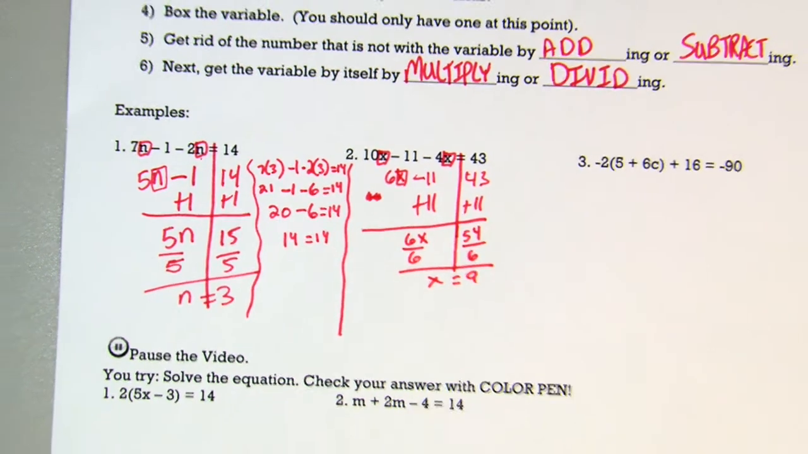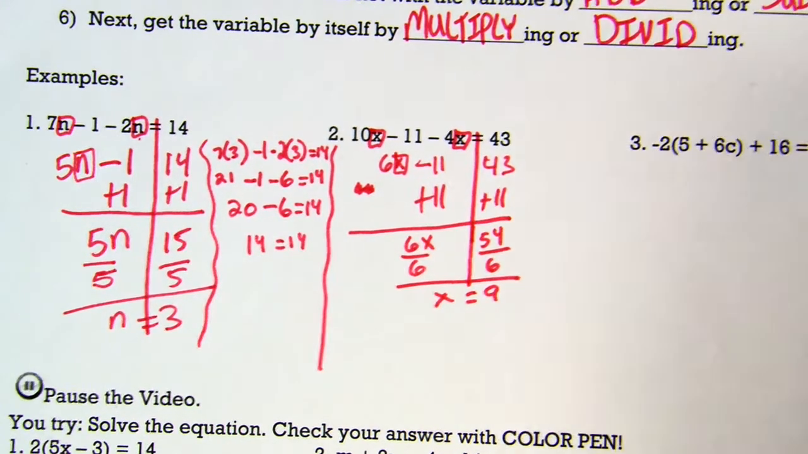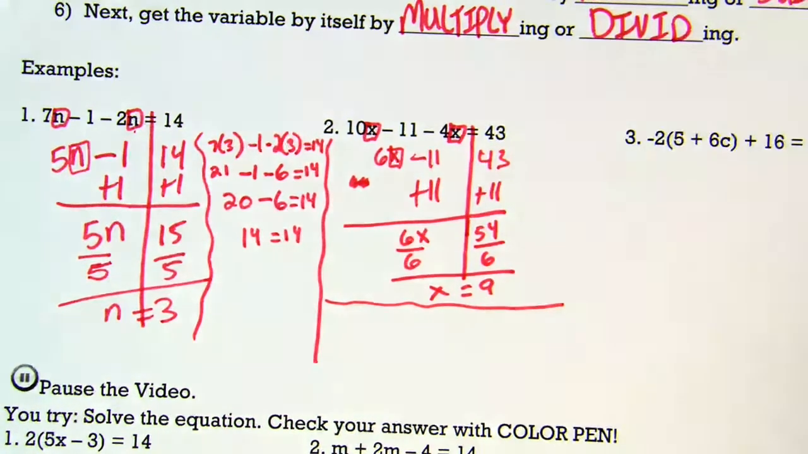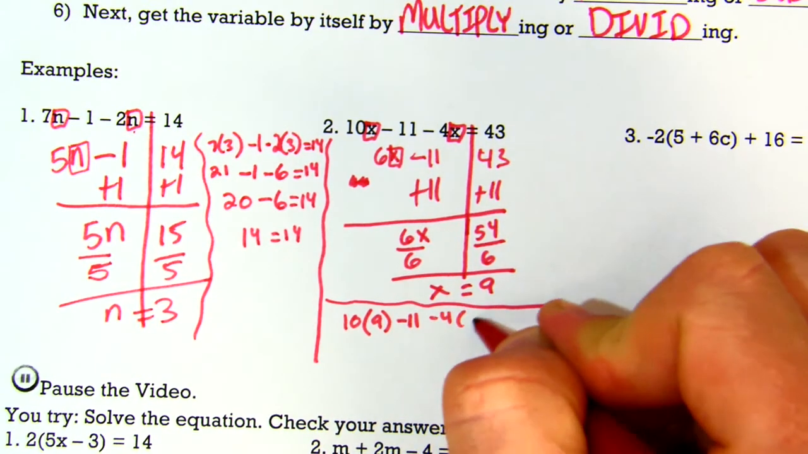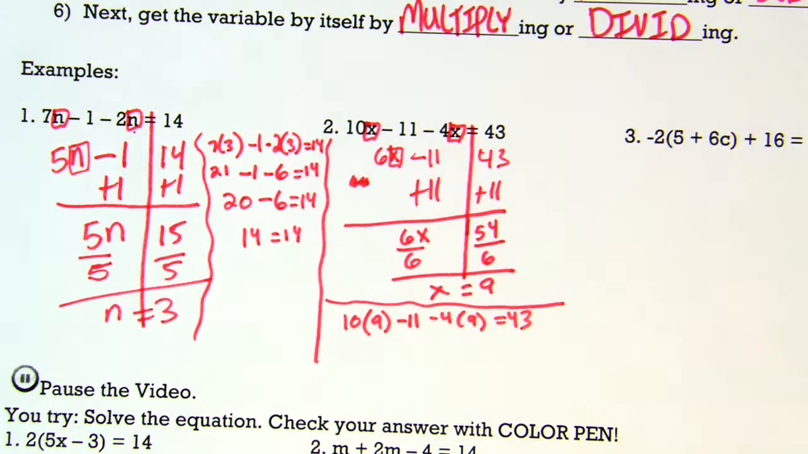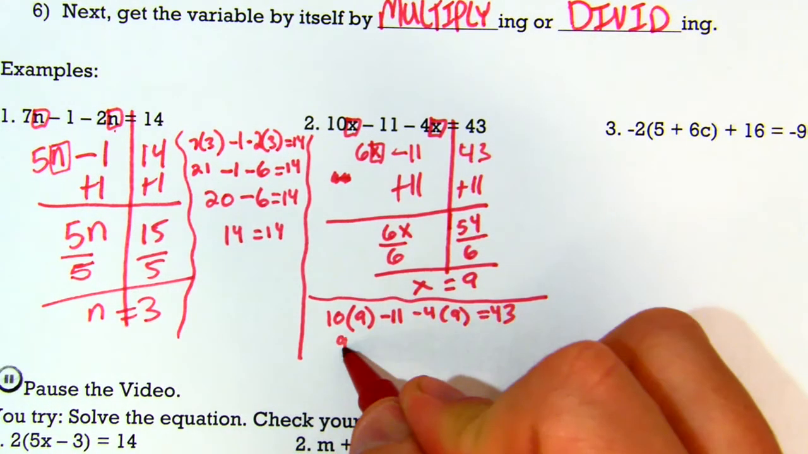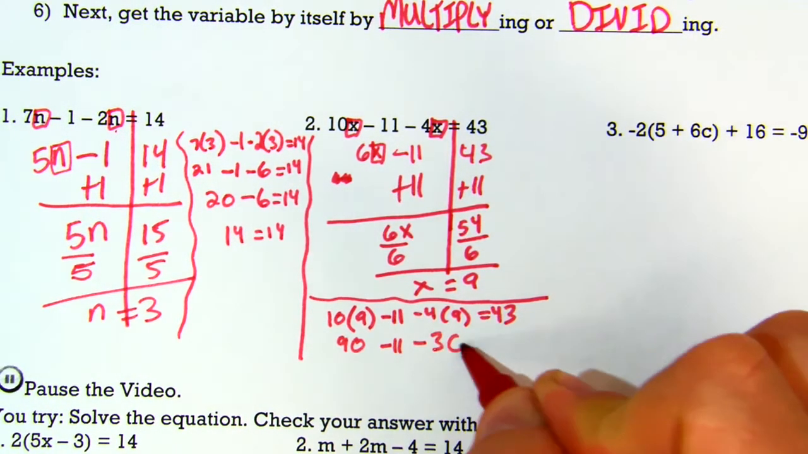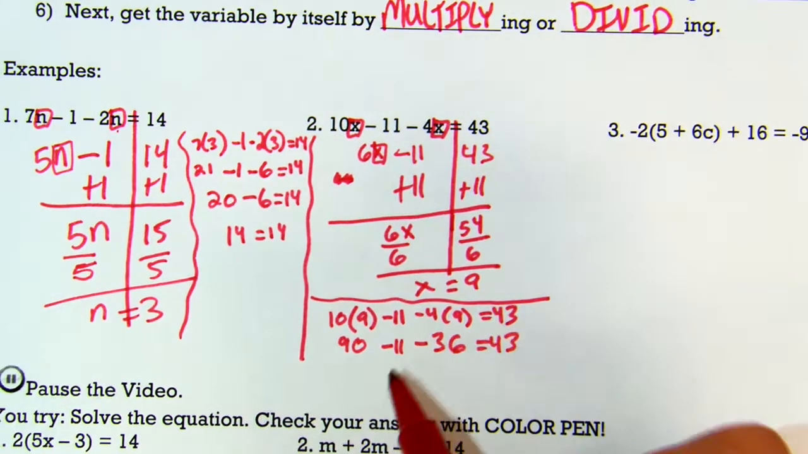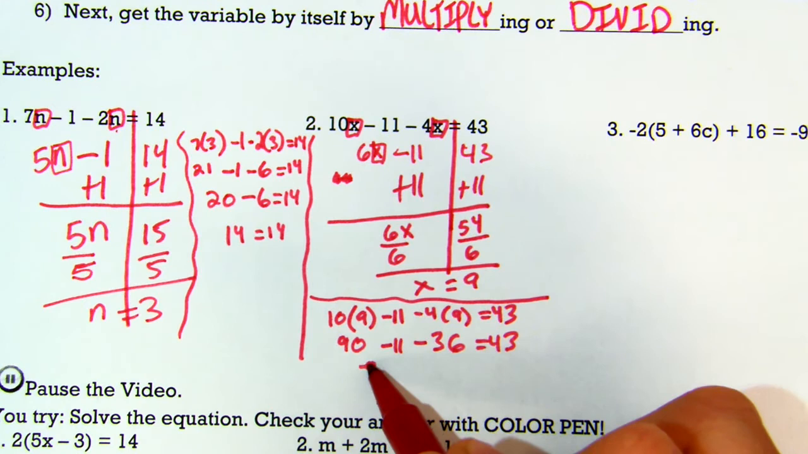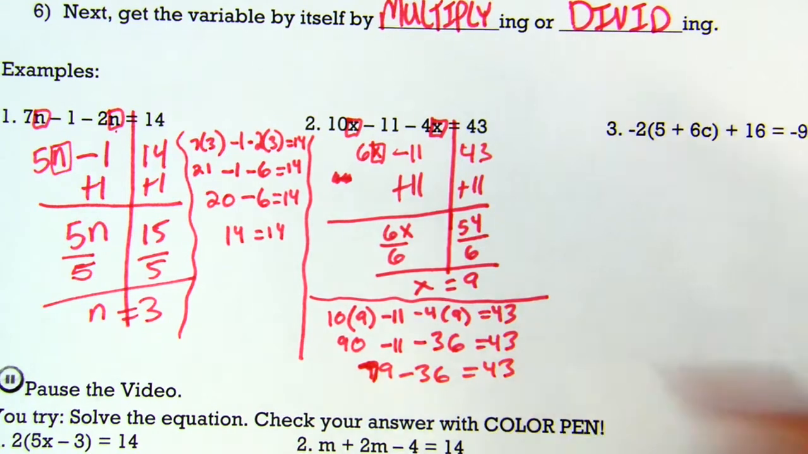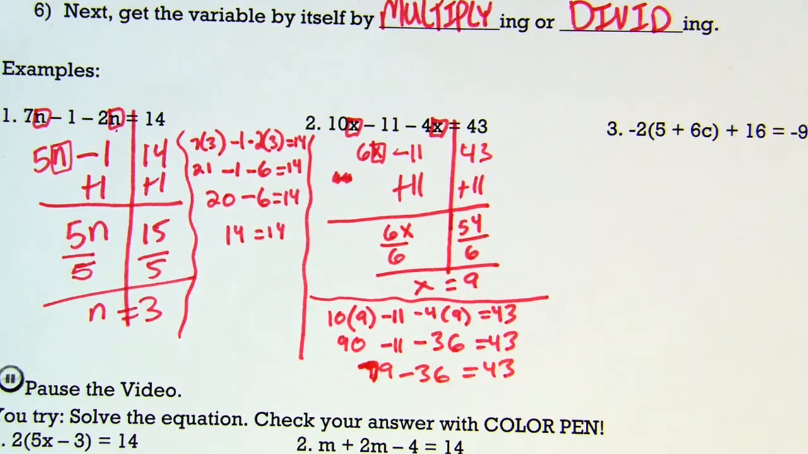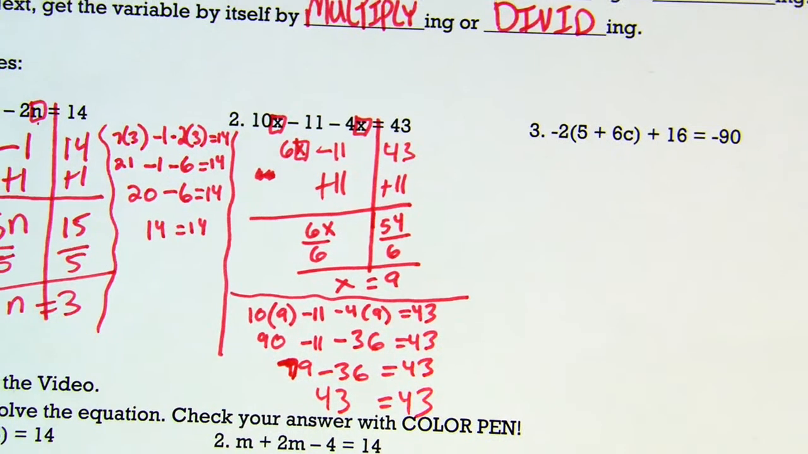Let's go ahead and check it first here to see how we did. Draw a little line underneath there. We'll plug it in. 10 times 9 minus 11 minus 4 times 9 is equal to 43. 10 times 9 is 90. Minus 11 minus 36 is equal to 43. And then 90 minus 11 is 79. Minus 36. And then 79 minus 36 is, yes, 43. So it does work out. 43 equals 43.